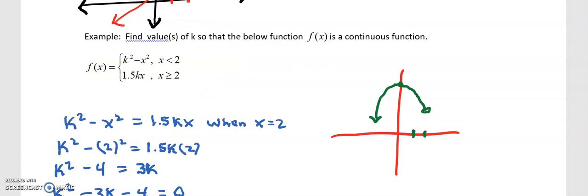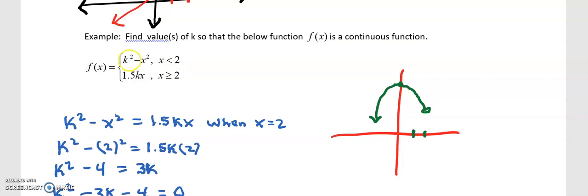All right, so this next example says find the value or values, because there could be more than one, or there could be one, of k so that the below function f of x is a continuous function. All right, piecewise functions are more complicated. They're more complicated to do domain and range. They're more complicated to graph. And in this case, and in most cases, limits are more complicated for these. So let's analyze this piece by piece.